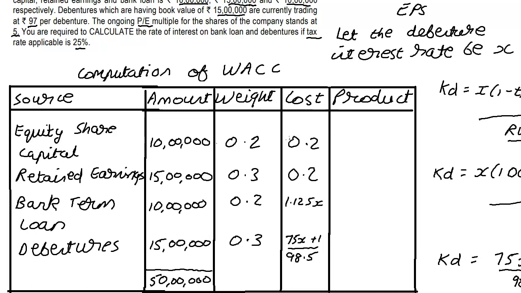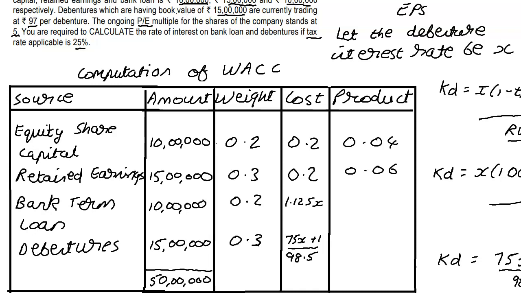Now, we are done with most of the sum. We multiply weight into cost. So it's everything over here into everything there. 0.2 into 0.2 gives me 0.04. Similarly, this is 0.06. For the next one, we're going to have to be a little careful.